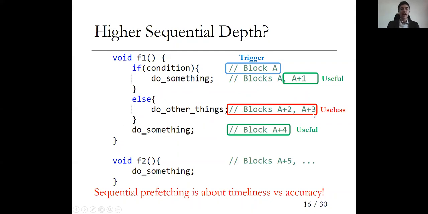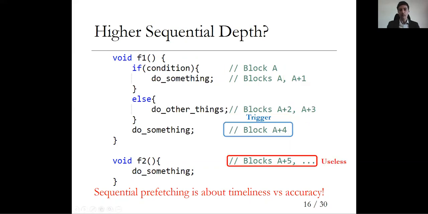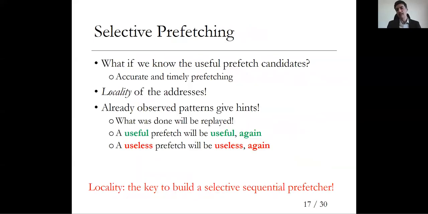And usually the code we have is fragmented. Either we have if or else, or sometimes we have function calls. Here we have a function f1. Here next to that we have function f2. When we return from function f1, we may prefetch several blocks that belong to function f2, and likely we will not execute function f2 at all. So the problem with increasing the depth of an instruction prefetcher is that it significantly increases the number of useless prefetches.